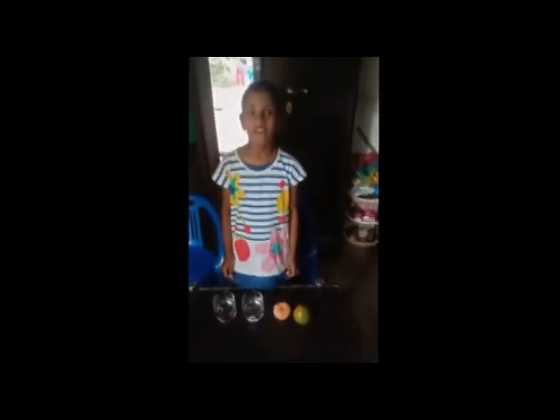Today I am going to show you a water density experiment with orange. Now take 2 glasses. Fill the water in the glasses and take 2 oranges. Take the oranges and put them in the water. Now look at the difference of the oranges.